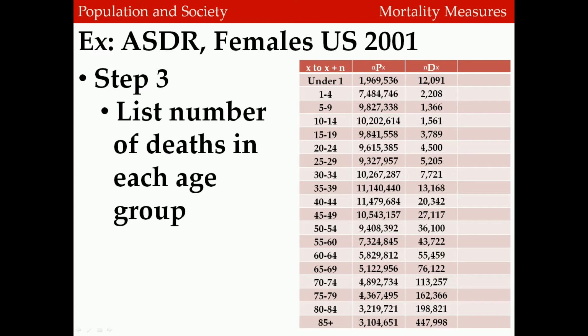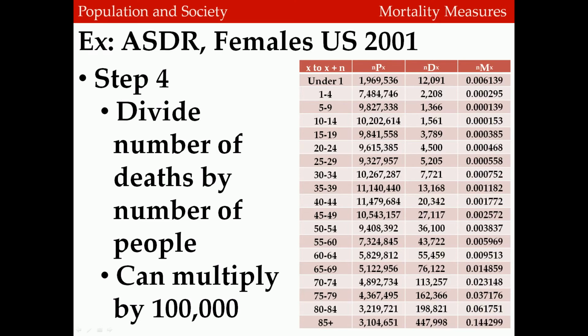So to calculate the age-specific death rate, all we have to do is divide nDx, that is the deaths in the population of that age group, by nPx, which would be the mid-year population of that age group in that year. And so when we do that, we get the age-specific death rate.